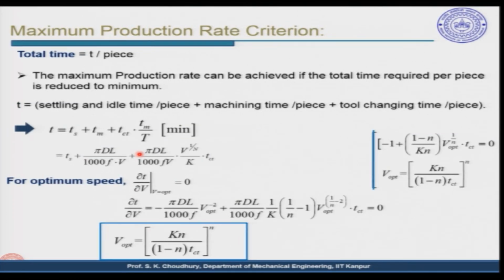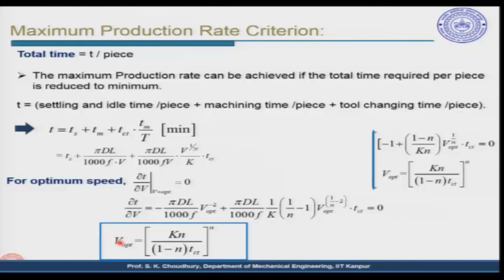So, this we have to keep in mind, that for each criteria the value of the optimum parameters are unique, in the sense that with this value of V optimum we cannot satisfy the other criteria like maximum profit rate or minimum production cost.